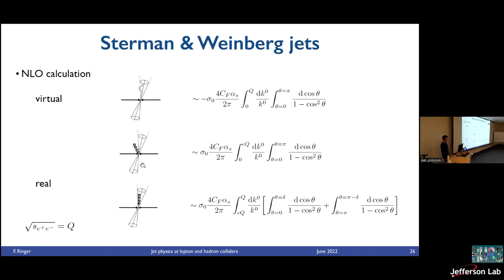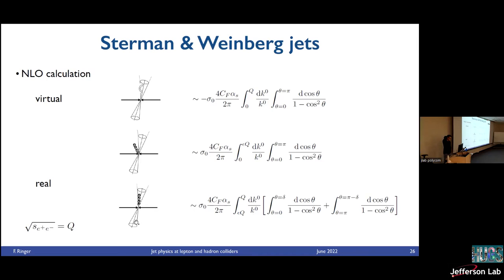And then I can also have the contribution when the energy is larger than epsilon. That's shown here. So now I have an integral of the energy from epsilon times Q to Q, right? That's only allowed when the gluon is within one of the two jet cones. That's encoded here on the right side. So the angular integral can now only go from zero to delta or from pi to pi minus delta, right? So if the gluon is either in this jet or in this jet on the opposite side. Okay, so those are the contributions we have at next-to-leading order.